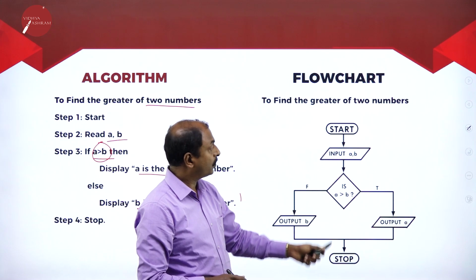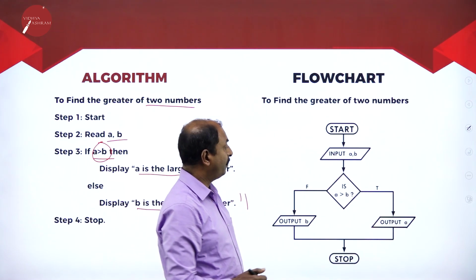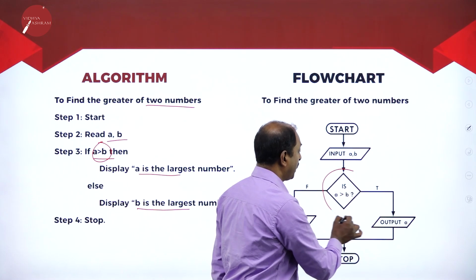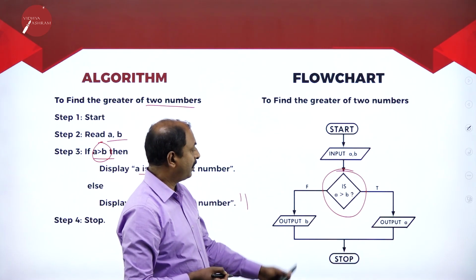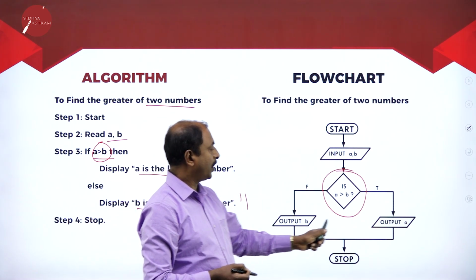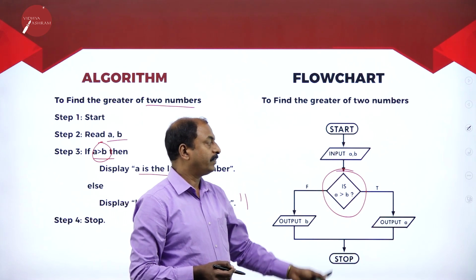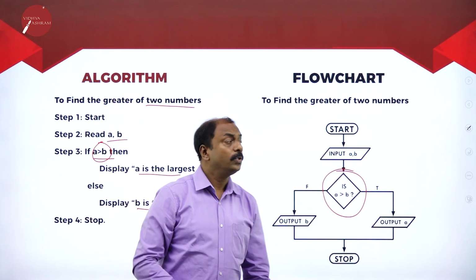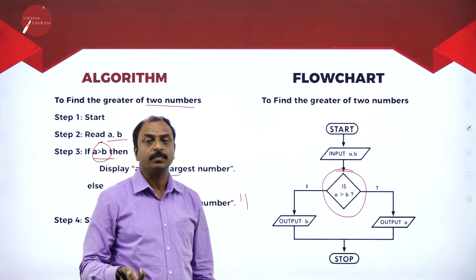So this is the flow chart to find the greatest of two numbers. And here we have used one more geometrical shape, the rhombus, the decision making box. And again, as usual, a parallelogram for input and a parallelogram for output, and this oval is to start as well as stop the flow chart. So this is a flow chart to find the greatest of two numbers.